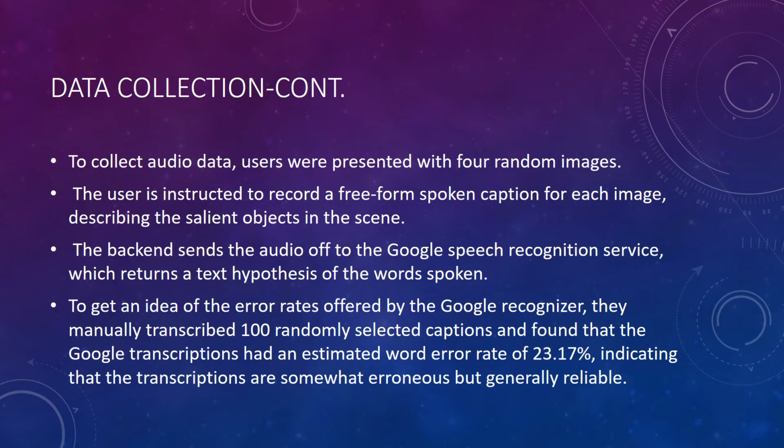To collect audio data, users were presented with 4 random images. The user is instructed to record a free-form spoken caption for each image describing the salient objects in the scene. The backend sends the audio off to the Google Speech Recognition Service, which returns a text hypothesis of the words spoken. To get an idea of the error rates offered by the Google Recognizer, they manually transcribed 100 randomly selected captions and found that the Google transcriptions had an estimated word error rate of 23.72%, indicating that the transcriptions are somewhat erroneous but generally reliable.